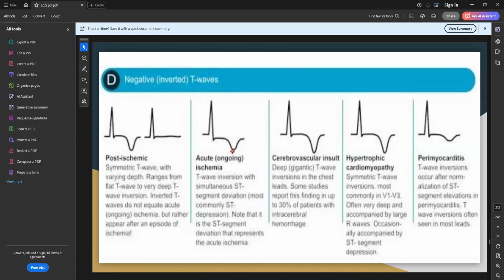Here, the T wave inversion is there, but simultaneously the ST segment depression is there. Here, the ST segment depression is not there. There is a normal ST segment, but a prolonged QT interval is there. When there is a normal or isoelectric ST segment with the T wave inversion, it suggests post-ischemic. When there is ongoing or acute ischemia, there will be T wave inversion along with ST segment depression.